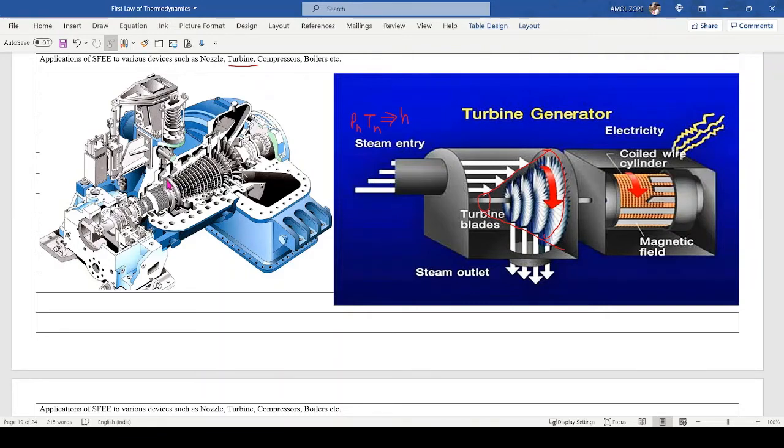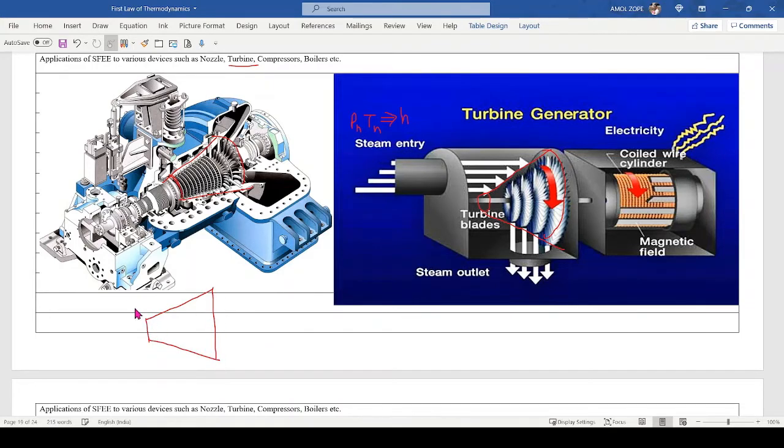Now on the left hand side, the diagram represents almost all the details of how a turbine is made up. Here at the entry, the cross-sectional area, the passage through which the steam passes, is small, and here at the exit, the cross-sectional area or the passage through which the steam goes out is large. So basically you see a diverging nature. So I can draw a turbine like a diverging section.